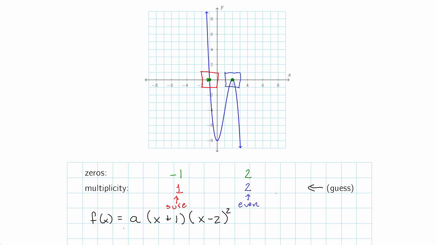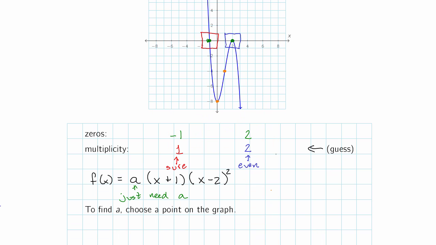Now we just need the leading coefficient. To find the leading coefficient, we're going to pick some other point on the graph, some point that's not 0. And it looks like in this graph, the points we have to play with are this one and this one. So let's see what we've got here. I'm going to use the y-intercept first. I see that I have the point 0, -8 on my graph.